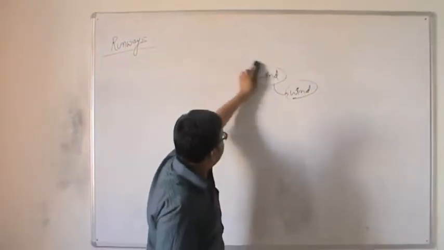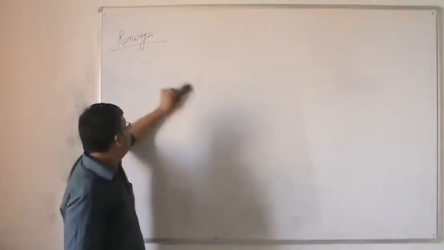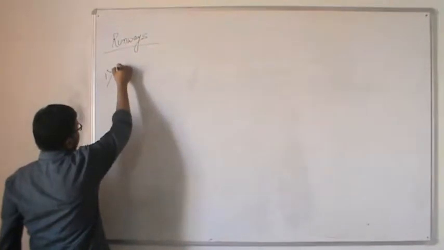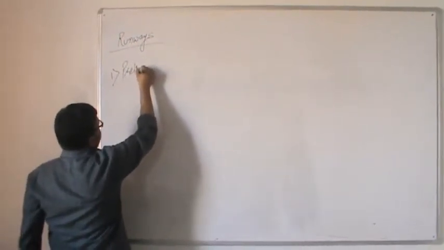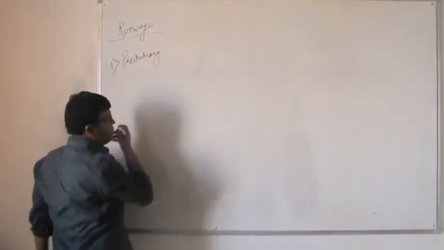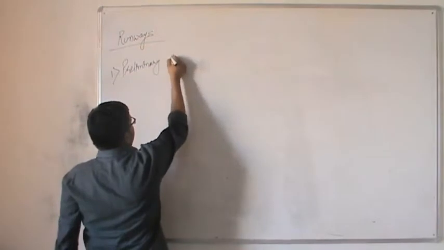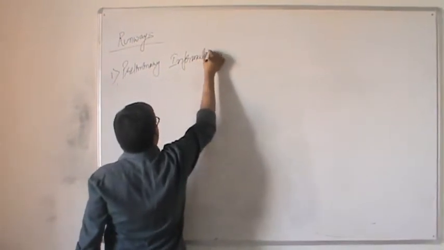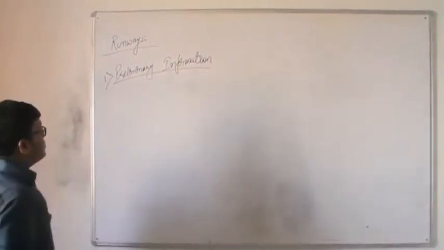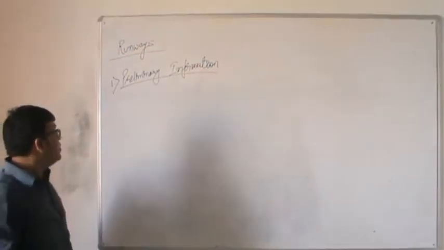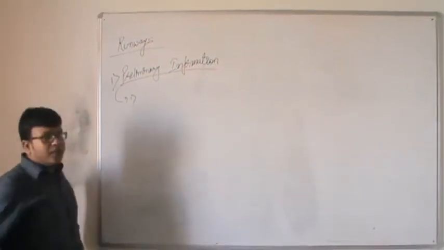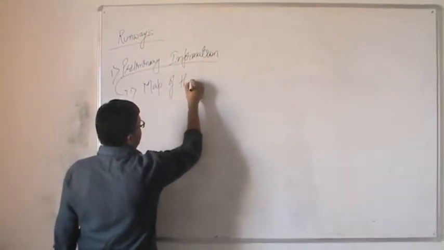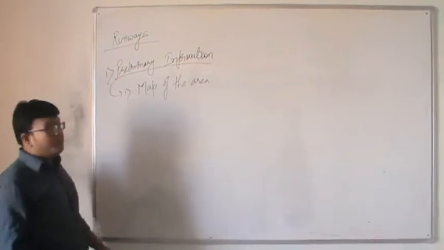For planning the orientation of the runway, what is the preliminary data required first of all? Better to say the preliminary information. It requires some preliminary information. The number one is a map of the area.